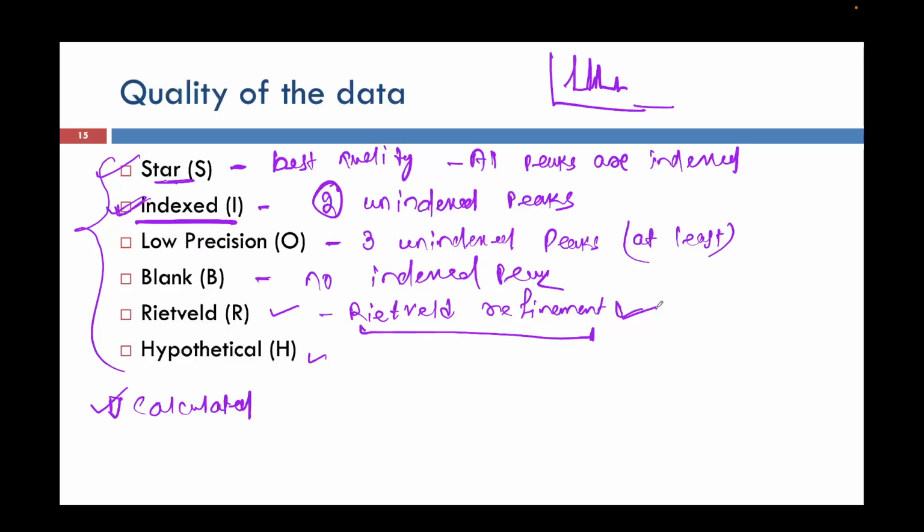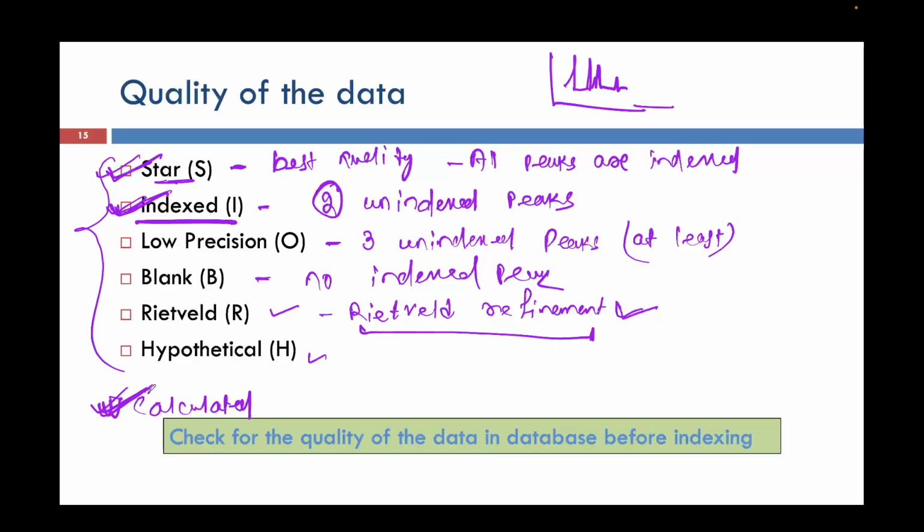So all this information we will be able to get from Rietveld refinement. Generally the star, indexed, and calculated are the three qualities of data, and a match with star data is very rare. Sometimes, if we do a very good, clean experiment, we will get star data. Otherwise indexed as well as calculated are also equally fine. So this is the quality of data. Always check the quality of data in the database before indexing.